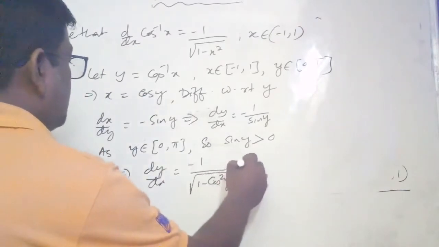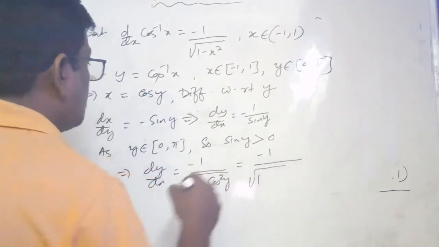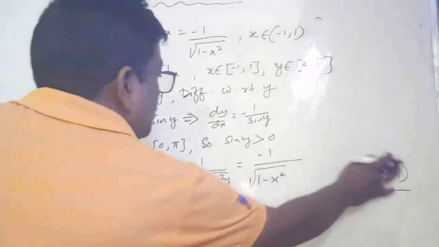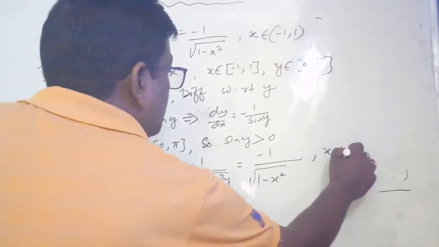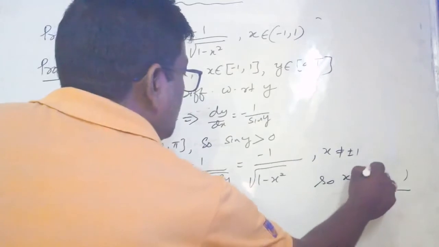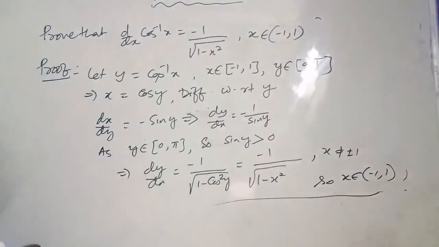This is equal to minus 1 by root over 1 minus cos y, which means x, 1 minus x square. So here x not equal to plus or minus 1, that is, x belongs to minus 1 to 1. This is another proof.